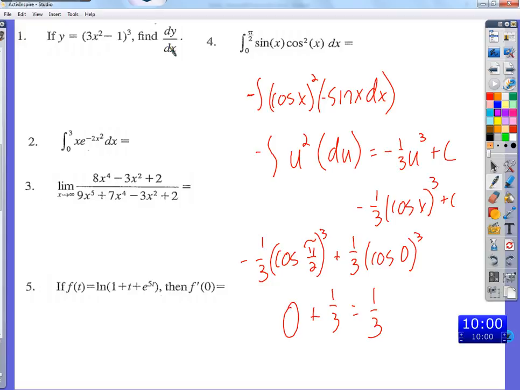So it's asking for dy dx, what does that mean? The derivative of this. What do we need to use to take the derivative of this? The chain rule. So 3 times 3x squared minus 1 squared times 6x. There we go. 18x times 3x squared minus 1 squared.